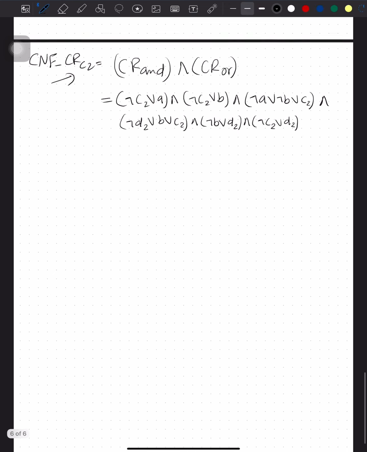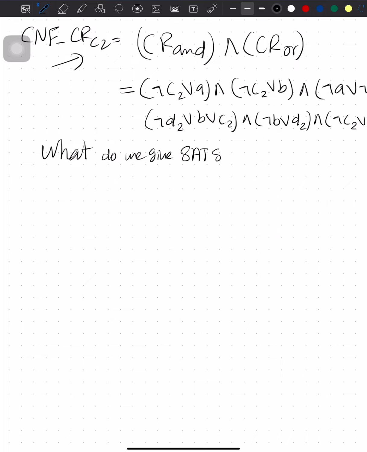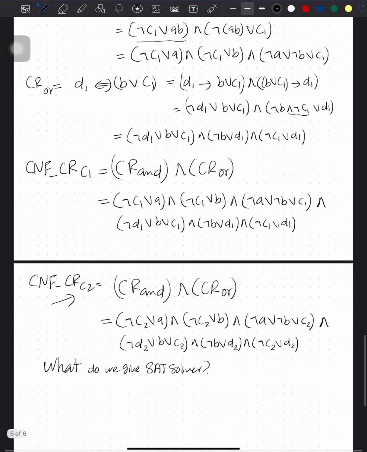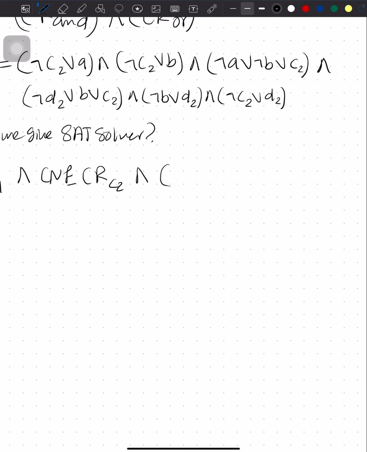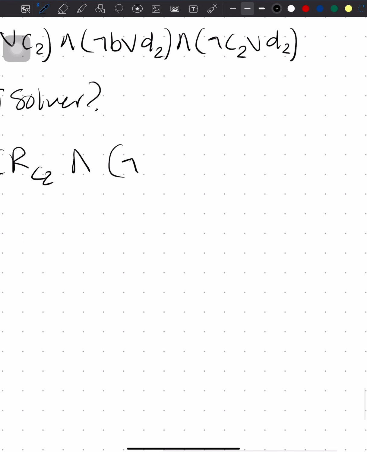So what do we give the SAT solver? We need to encapsulate the whole comparison in one CNF expression. So we're going to say CNF for the characteristic relationship for circuit 1, ANDed with the CNF for the characteristic relationship for circuit 2, ANDed with, we have two outputs here, D1 and D2. And we want to check whether D1 is equivalent to D2 or not.